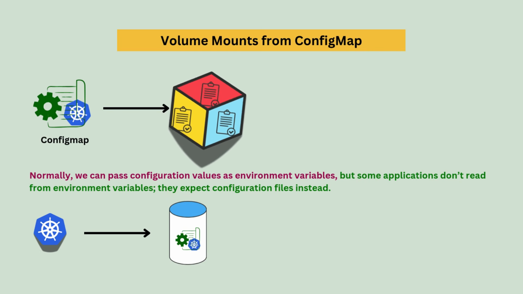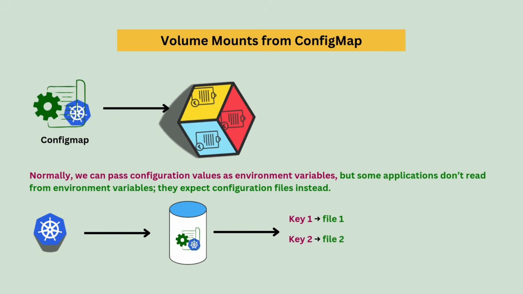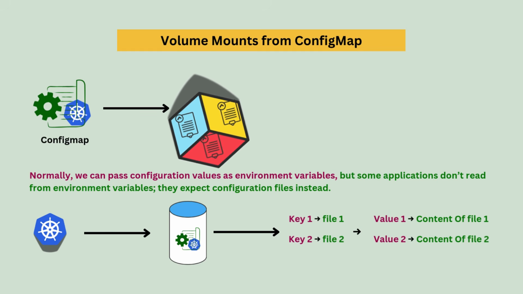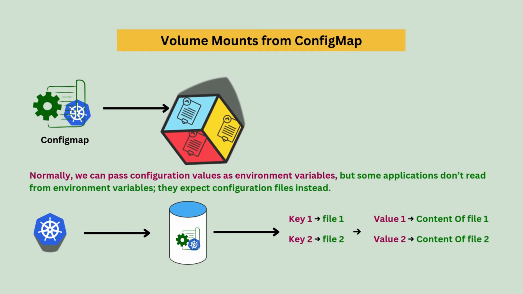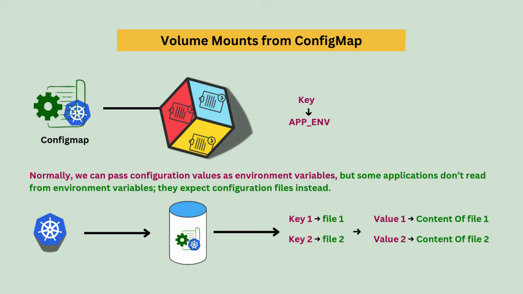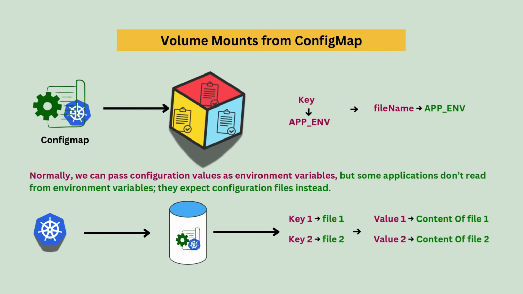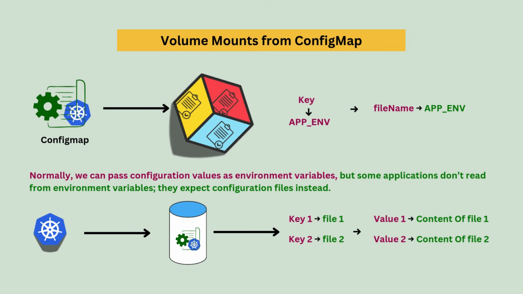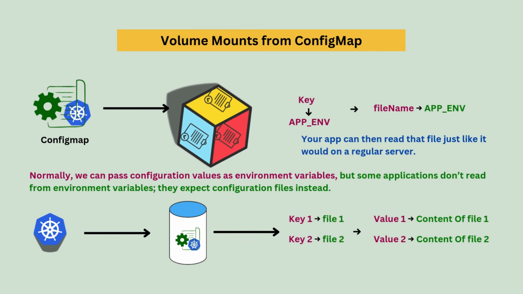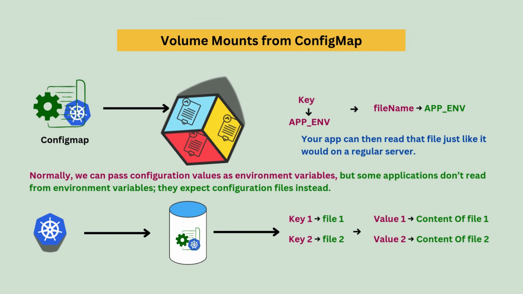We can mount a config map as a volume. When we do this, each key in the config map becomes a file, and the value of that key becomes the content of the file. This means if your config map has a key called app environment, Kubernetes will create a file named app environment inside your container with the corresponding data in it. Your application can then read that file just like it would on a regular server.